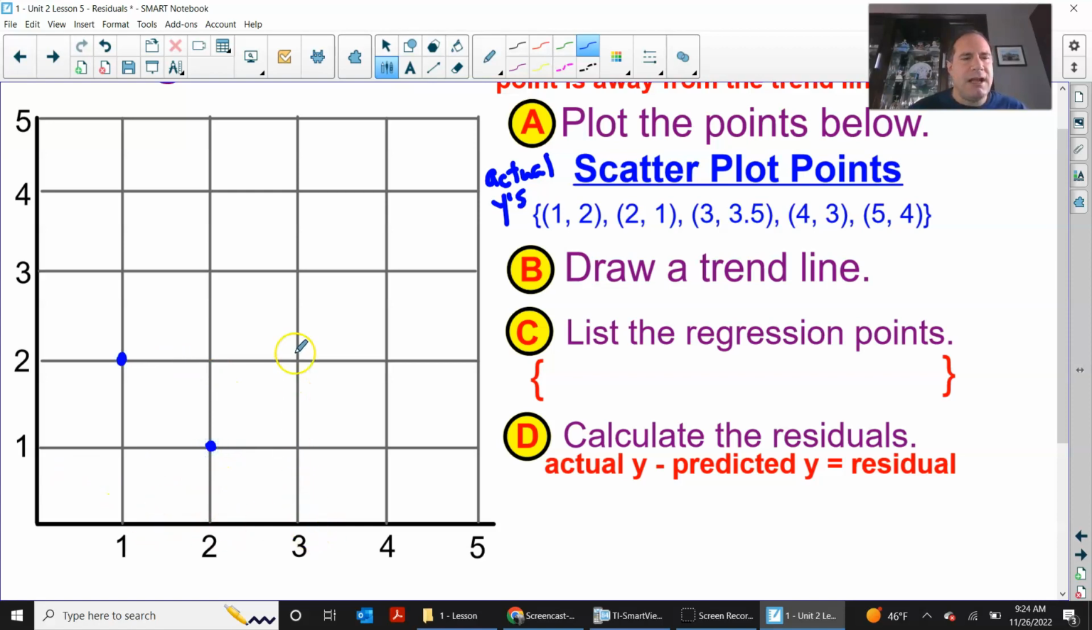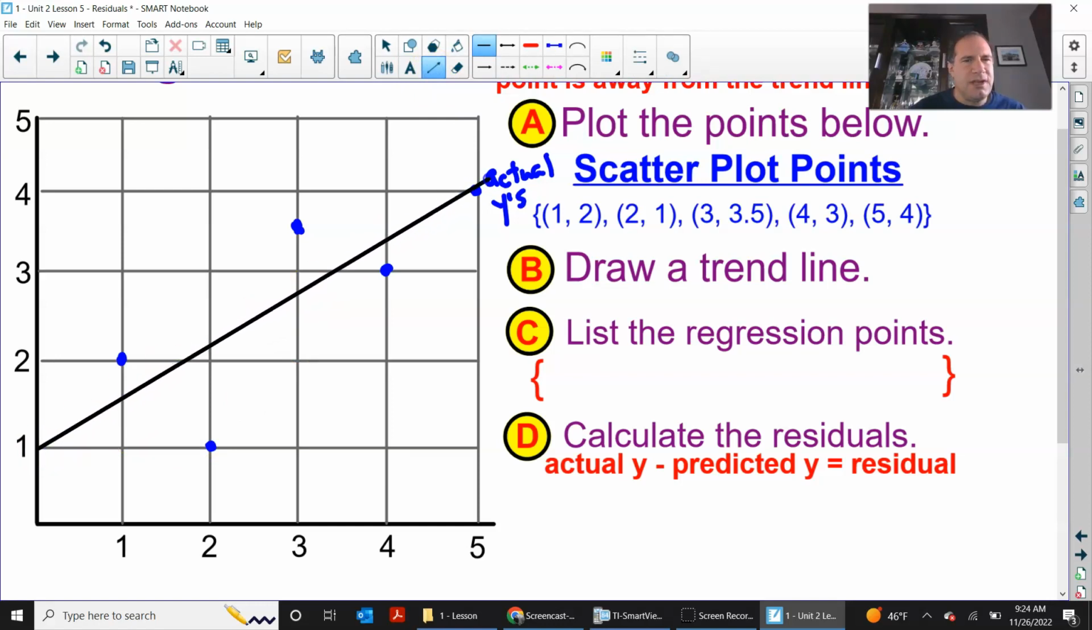And we're going to put 3, 3.5. These are the actual points. 4, 3. And 5, 4. And we're going to draw our trend line. When we draw the trend line, we're going to try to draw it through the center of all these points. And I'm doing my best right there.